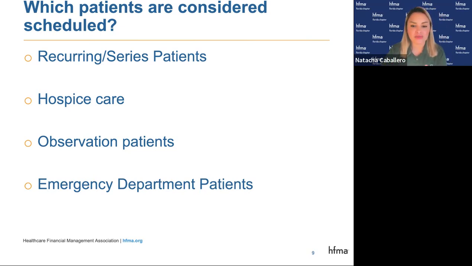We can go ahead and close that out and share the results. Yes, number 1 is correct. Patients who receive services where the treatment is ongoing or registered as recurring or series patients are categorized as scheduled. Services for scheduled patients are high dollar and require significant pre-processing to ensure appropriate reimbursement and or significant resource coordination. So great job, everyone.